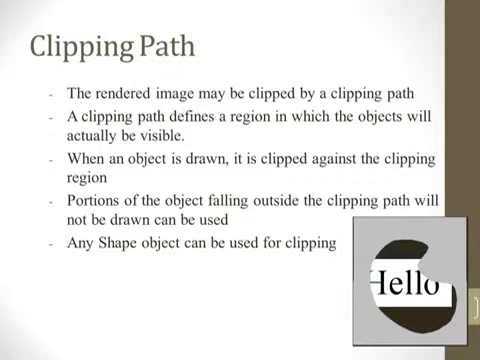Any shape object can be used for clipping, as we can see here in the example. A clipping path defines a region in which the object will be visible, so the portion falling outside the clipping path will not be drawn. This is the clipping path, as we can see here.